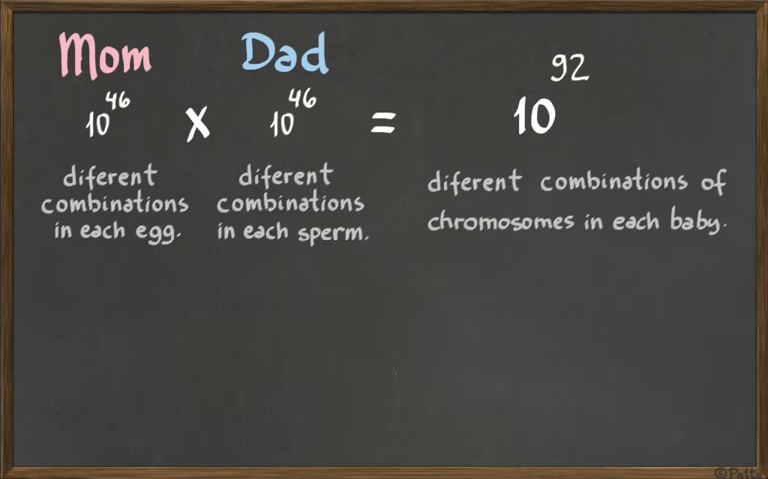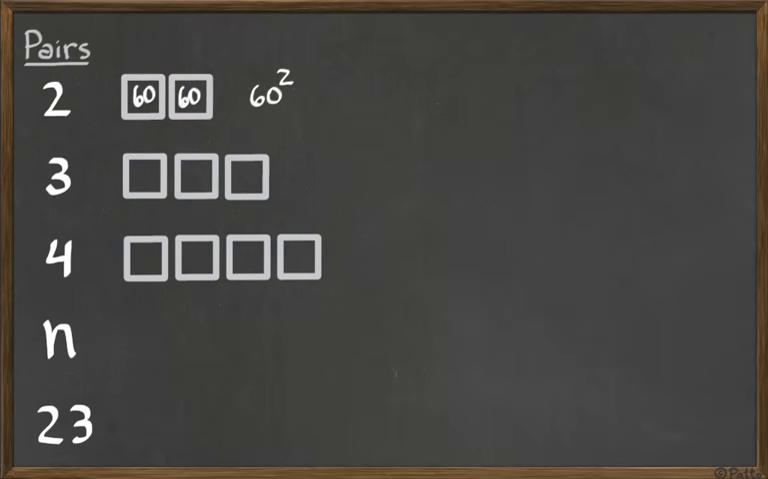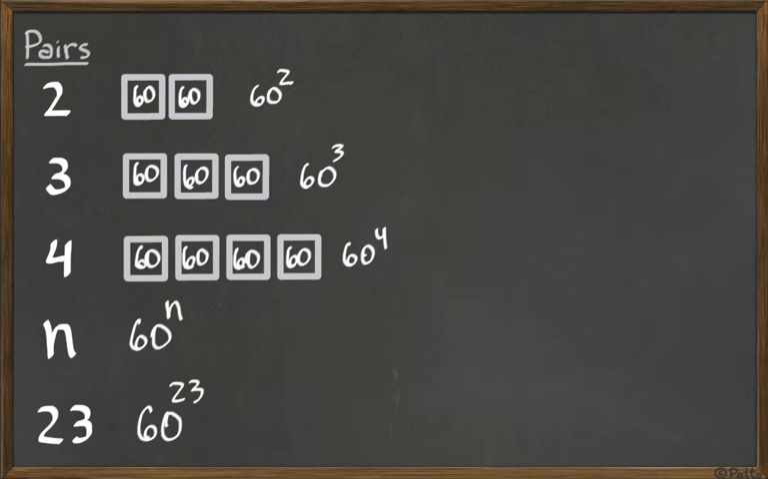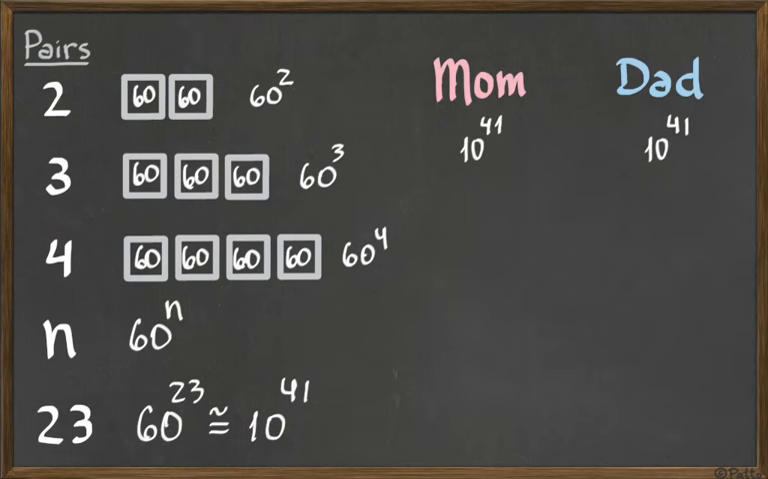Okay? Let's try to be a little bit more conservative. 6 combinations: 6 to the power of 2, 6 to the power of 3, 6 to the power of 4, 6 to the power of n, 6 to the power of 23, which is more or less 10 to the power of 41 in mom, and 10 to the power of 41 in dad. Multiply that, 10 to the power of 82. In a very, very conservative way of thinking of the number of crossing overs, it's 10 to the power of 82. Not so conservative, but kind of conservative, 10 to the power of 138.